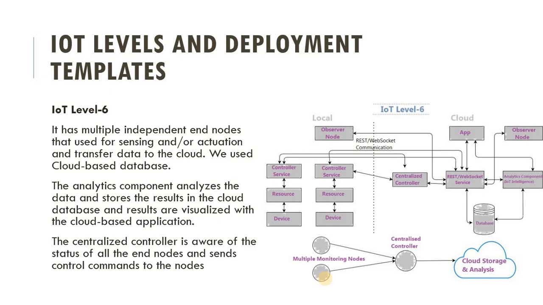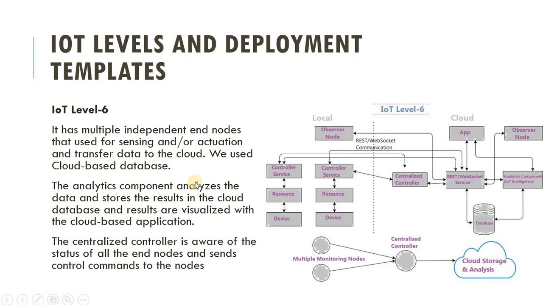The only difference between level 5 and level 6 is that in level 5 there is one coordinator node, and in level 6 there is a centralized controller. The rest of the things are the same. Here there are multiple end nodes connected with the centralized node, and this centralized node is connected with the cloud. So it has multiple independent end nodes, and these end nodes are used for sensing, actuating and transferring data to the cloud.